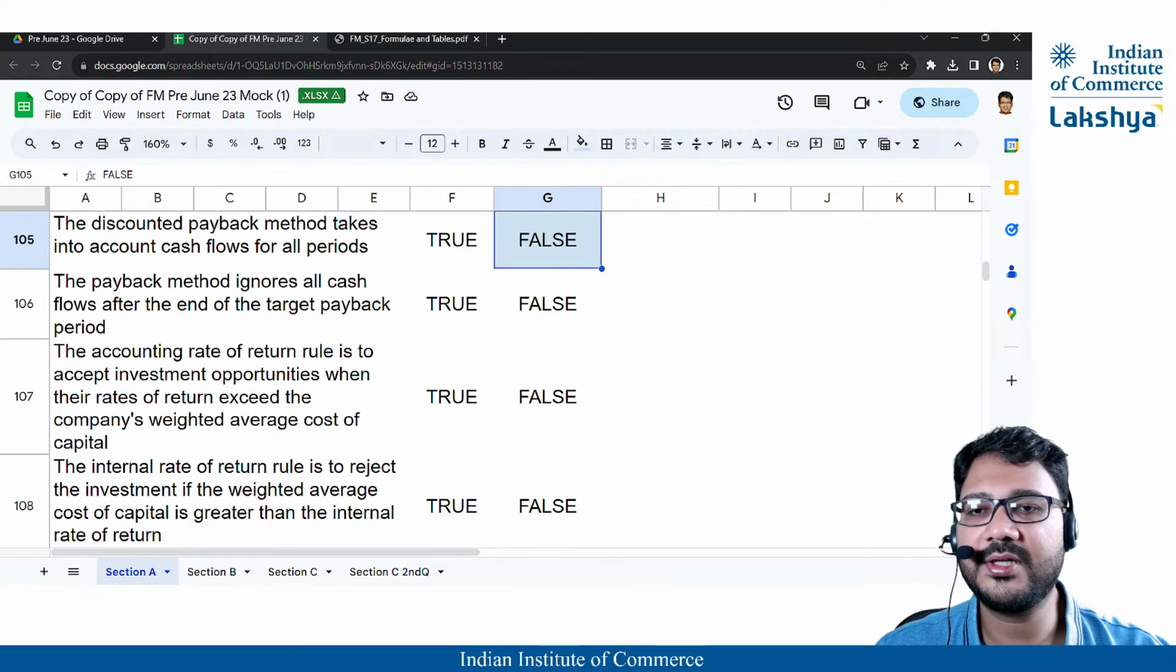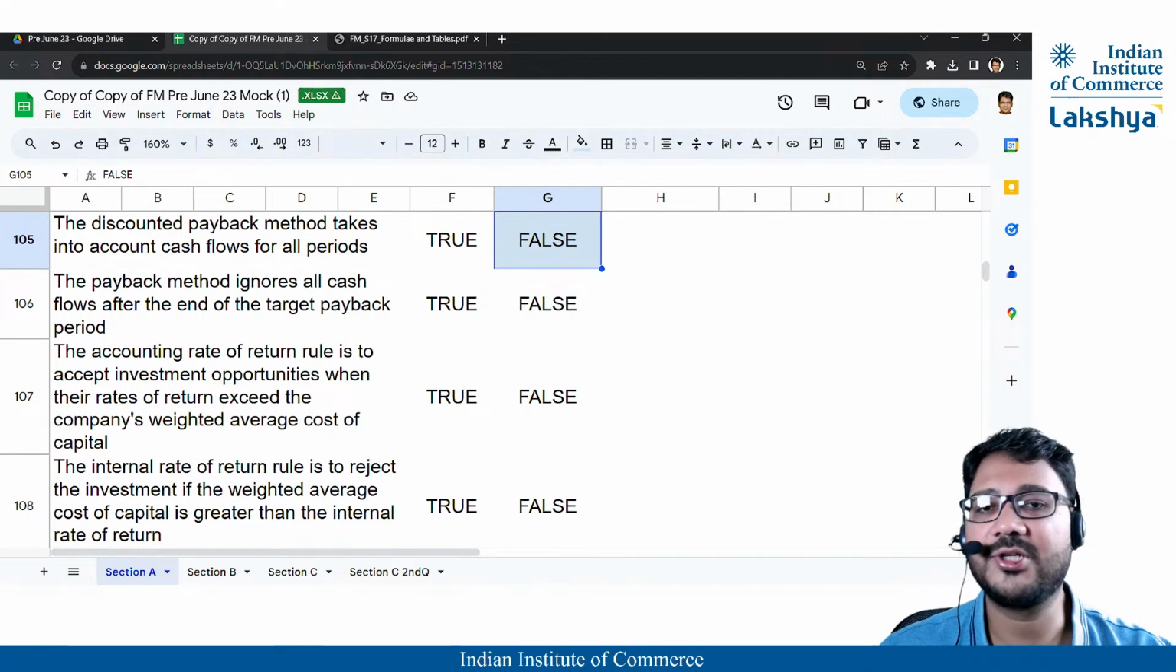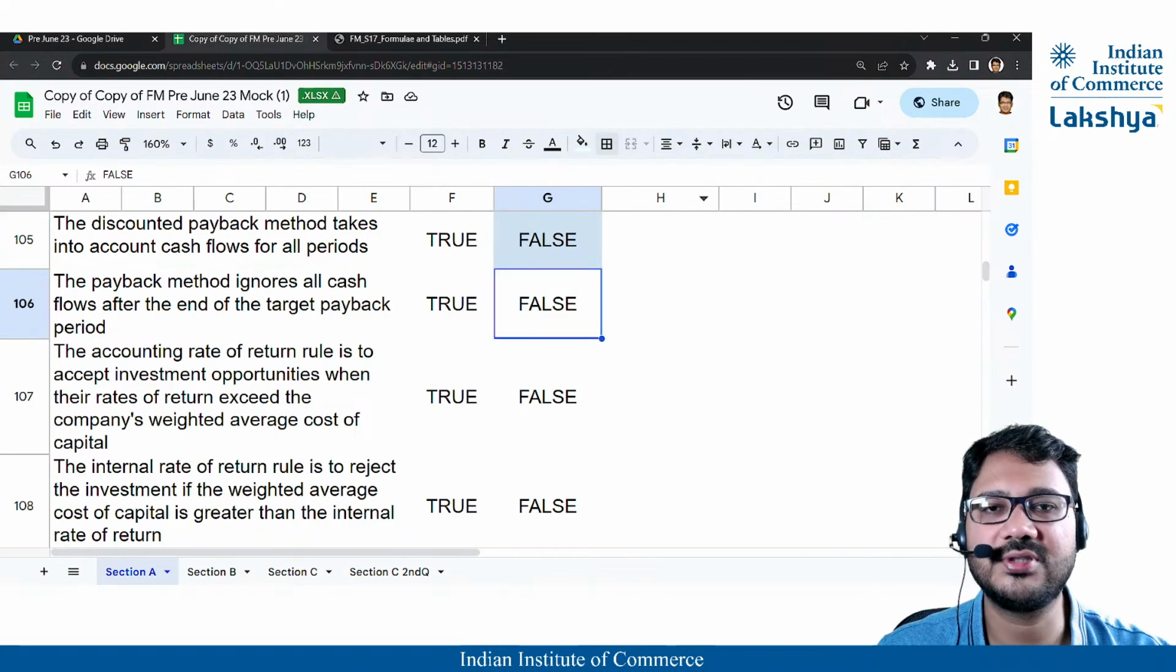The payback method ignores all cash flow after the end of the target payback period. It ignores all cash flow after the end of the payback period, not target payback period. Now, your target payback period may be 5 years, okay, and your actual payback is 4 years, in which case you will accept the project because it is quicker than your target. Okay, so target is only used for the decision, so this statement also will be false.